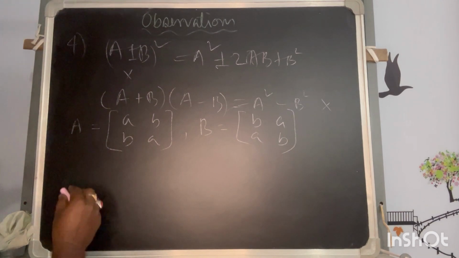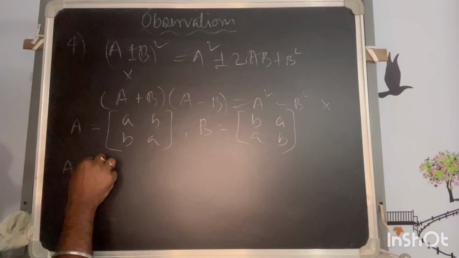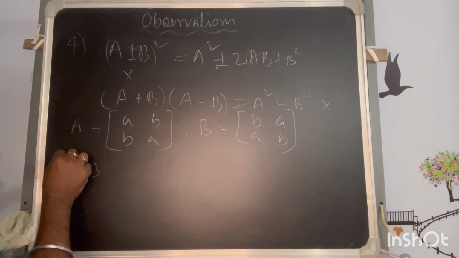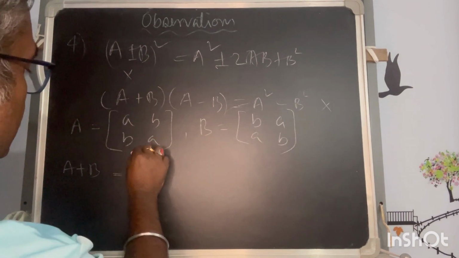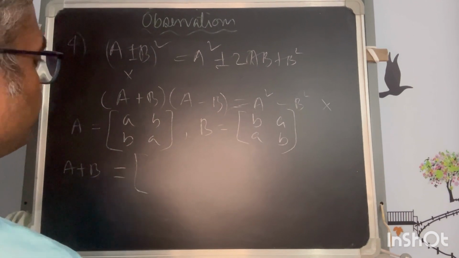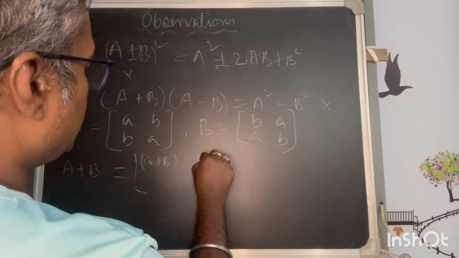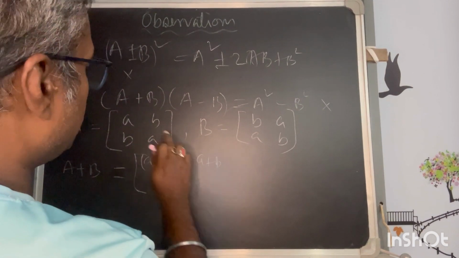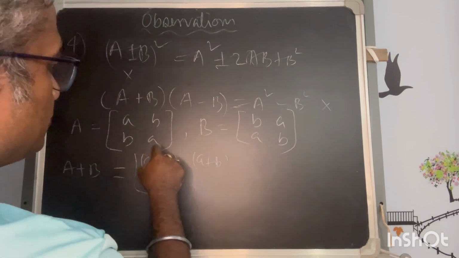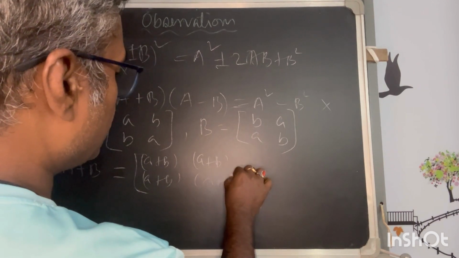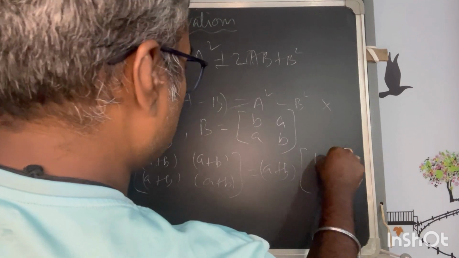Okay, so let's try this. When I calculate A plus B, addition of two matrices is possible. Here A plus B will be there, and there A plus B will be there again. So in all these cases I can take A plus B common, and this will become the 1 1 1 1 matrix.